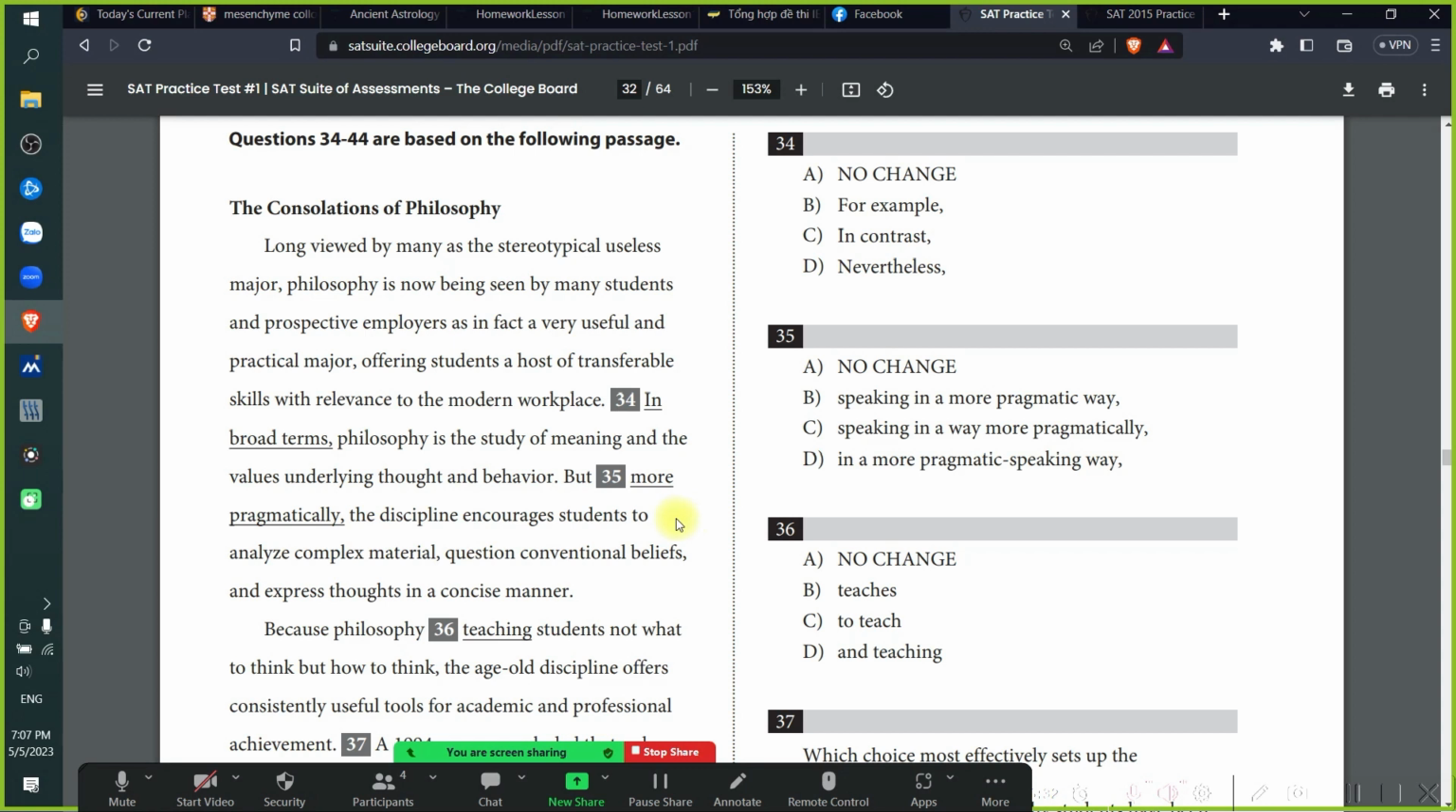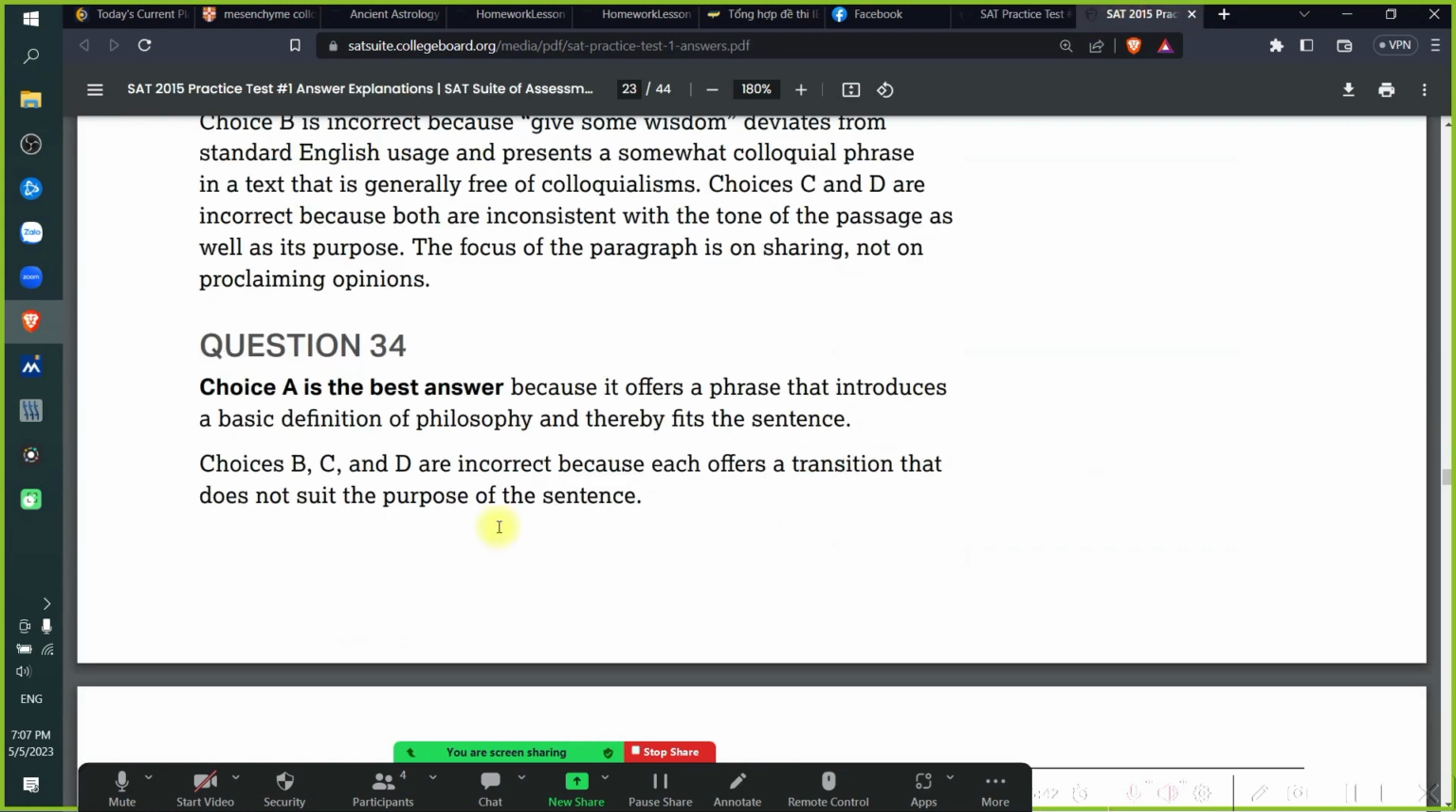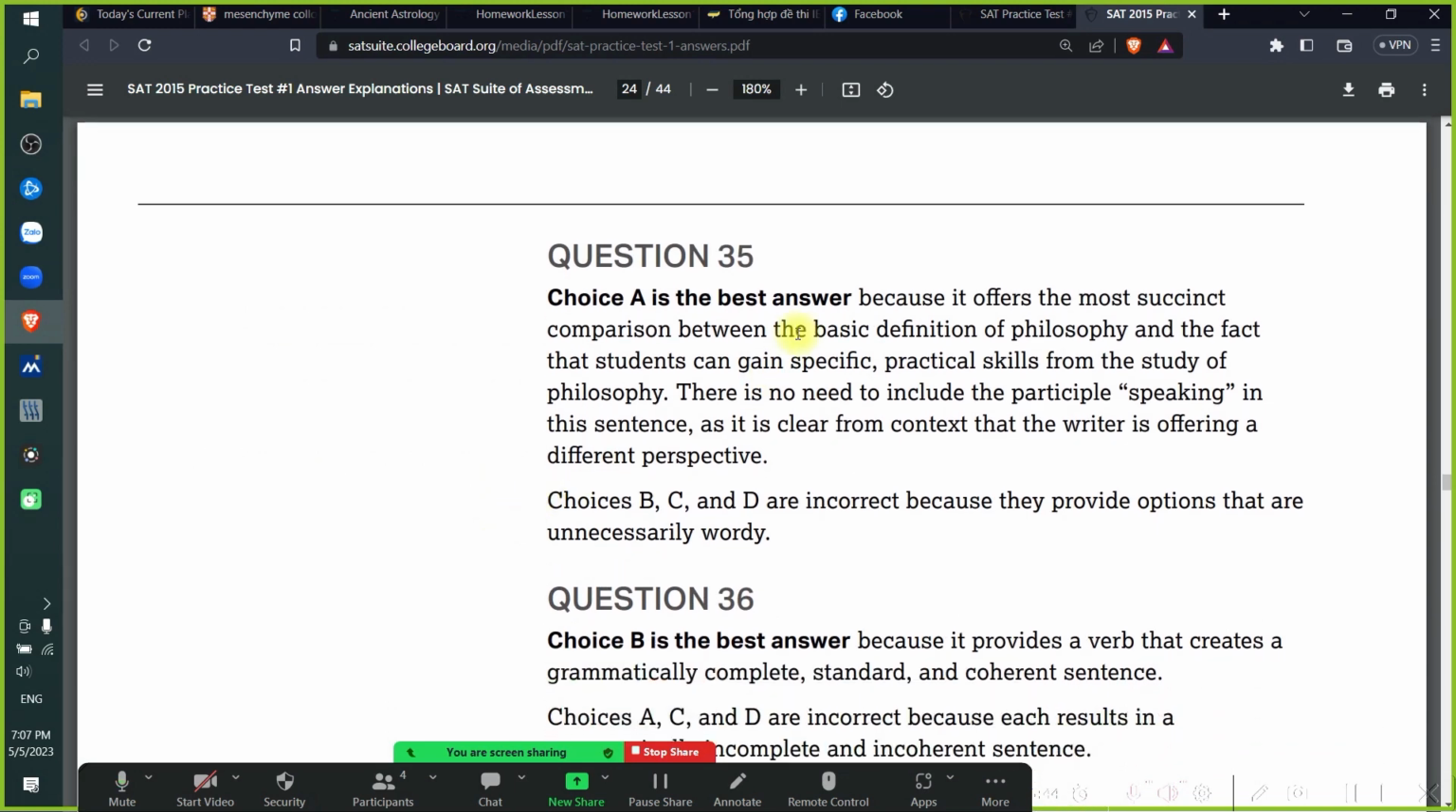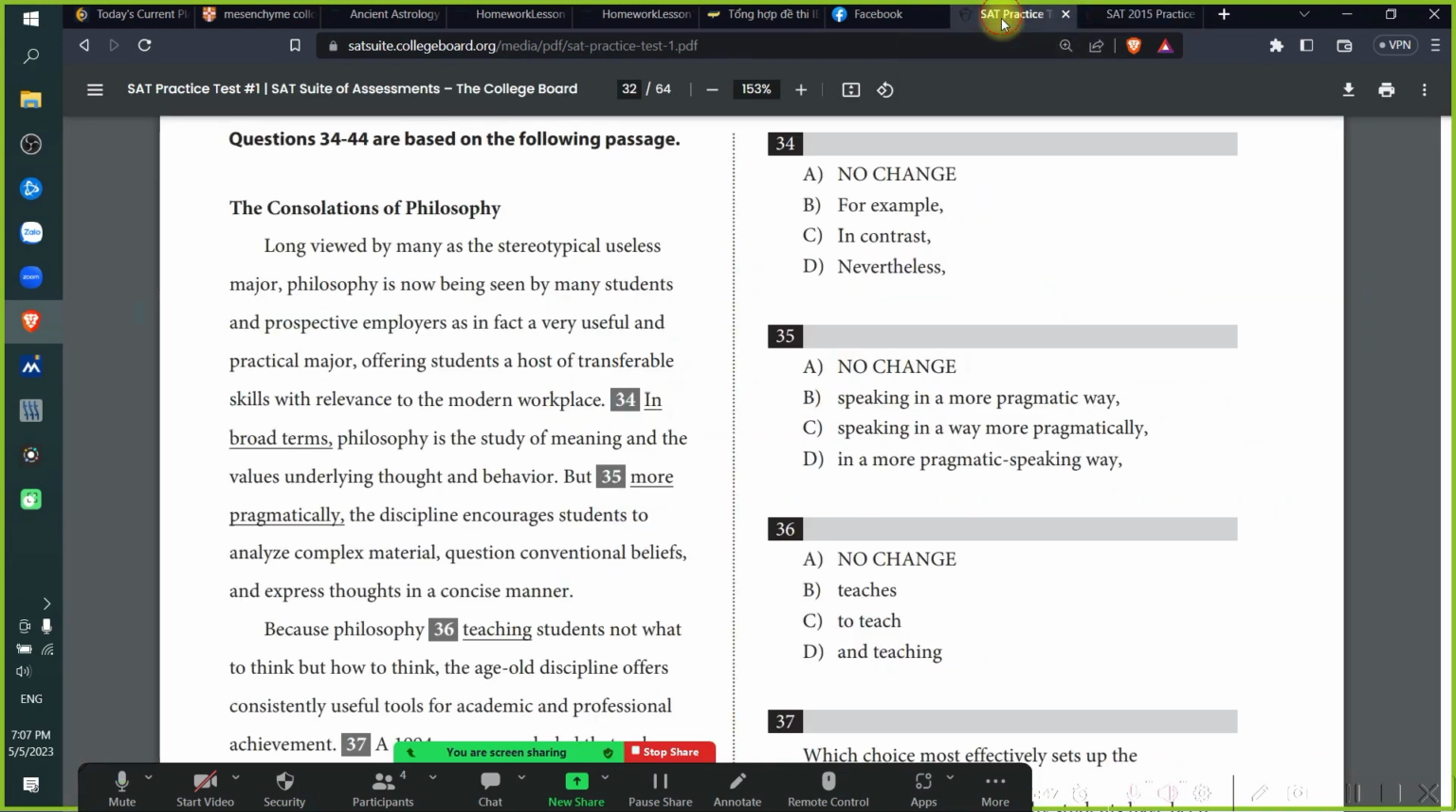In a more pragmatic speaking way. I think 35, it's no change. But more pragmatically, nhưng mà một cách mà gốc rễ, một cách mà nó nói toạc ra đó, more pragmatically, hay là một cách mà rất là thực tế. More pragmatically means like more practically.